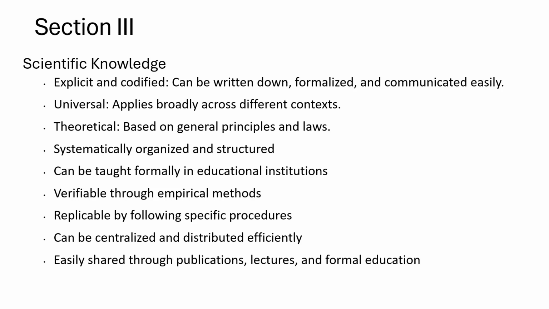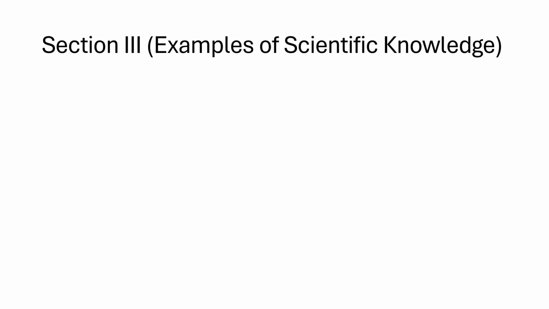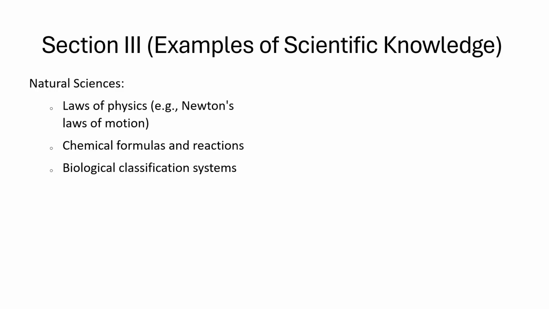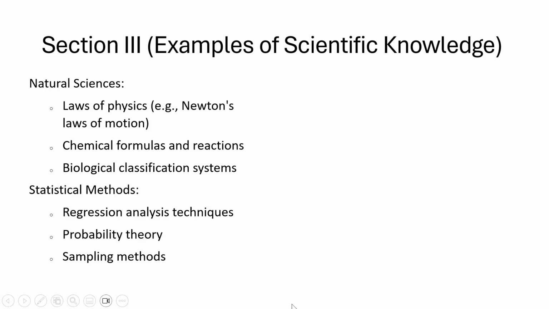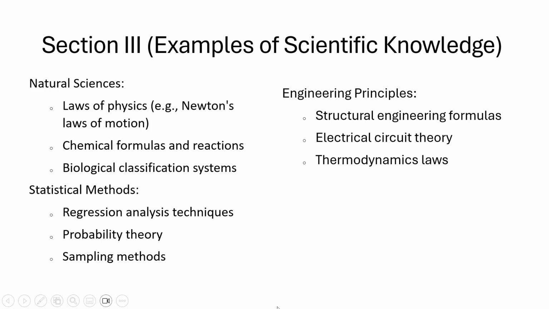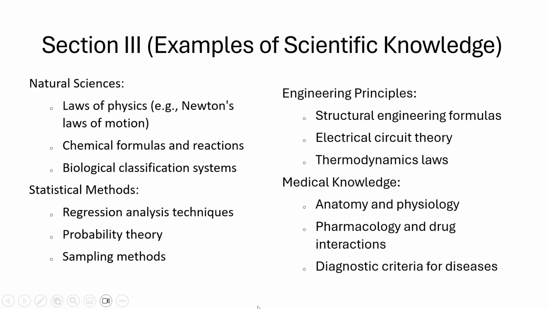So some various examples of scientific knowledge. This is explicit and codified, can be written down, formalized, easily communicated. And some examples of scientific knowledge in the natural sciences, statistical methods, engineering principles, medical knowledge. So all examples of scientific knowledge.